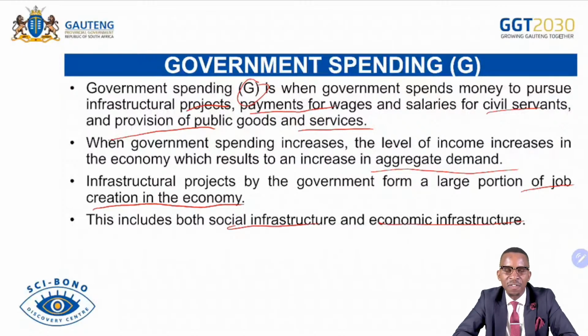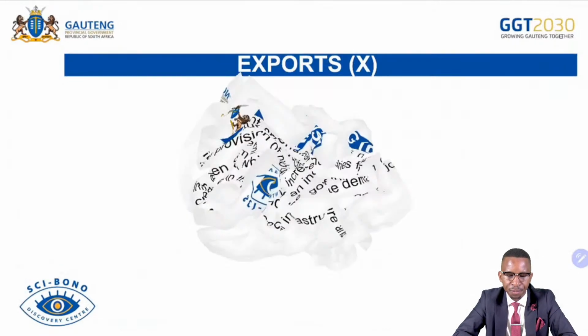And then economic infrastructure, we talk about the likes of investing in building airports, the harbors, etc. Those are part of economic infrastructure, because they are there to ensure that the economy is doing very well. A business can invest easily in that particular economy.